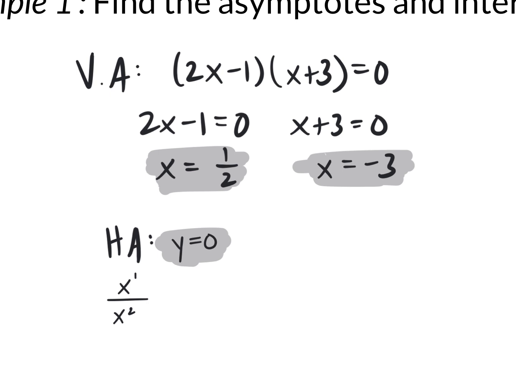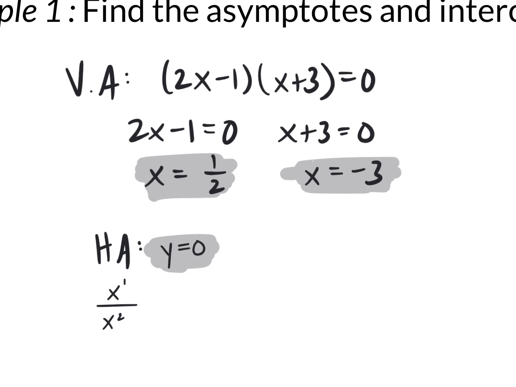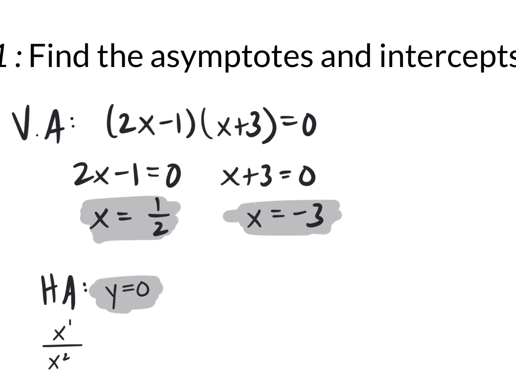So again, the repetition is going to help, but we've got to remember: what do we set equal to 0? When do I look at exponents and degrees? And when do I plug in 0 for things in order to find intercepts? Okay, so we found both our asymptotes. Now we're going to find our intercepts.